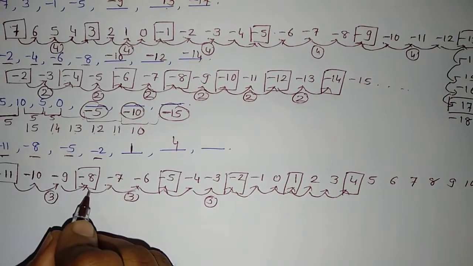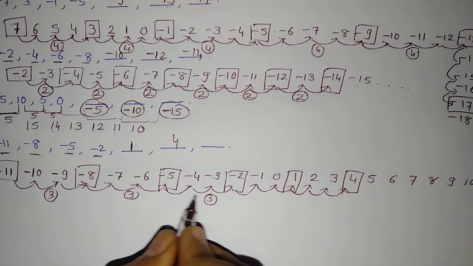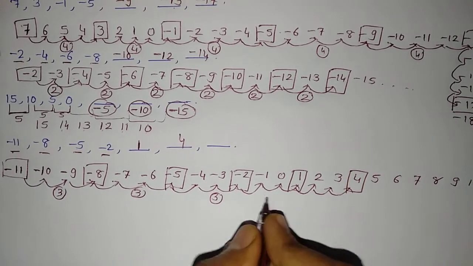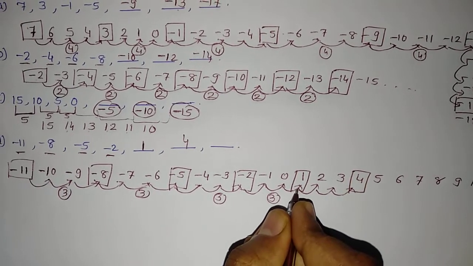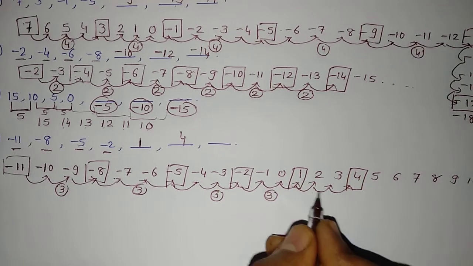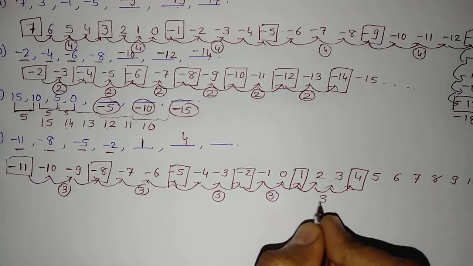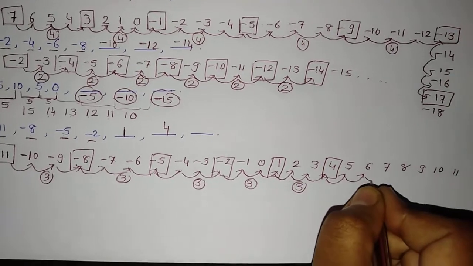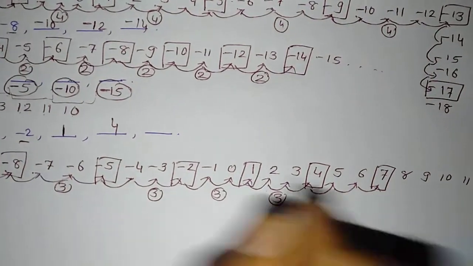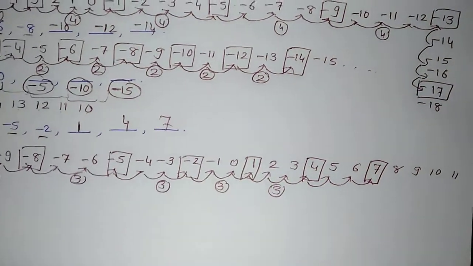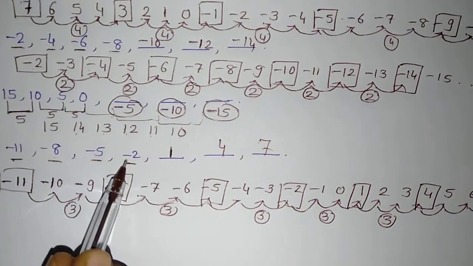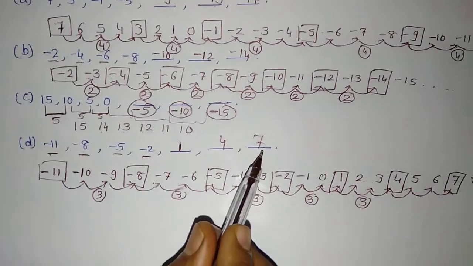You can see as the pattern, here it is 3, here it is 3. After minus 2 we have gone 1, 2 and 3. So it is here also 3 and we got the number 1. Then again we have gone 1, 2 and 3. So it is number 4. Again we will go 1, 2 and 3. The next number is 7. So this is the pattern we have written: minus 11, minus 8, minus 5, minus 2, 1, 4 and 7.